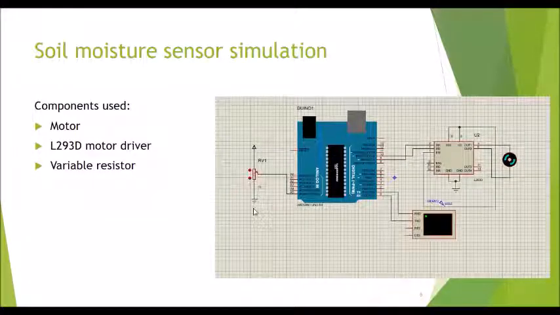The components I have used for soil moisture sensor simulation are a motor, an L293D motor driver, and a variable resistor which acts as a soil moisture sensor. The motor represents the water pump and it is used when the soil conditions are lacking the quantity of water for plant growth.